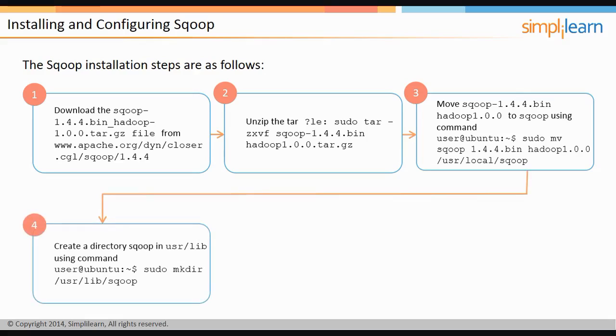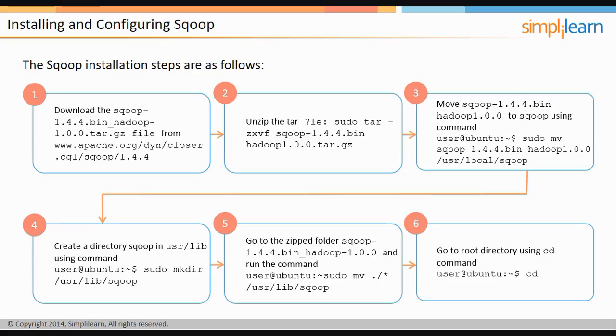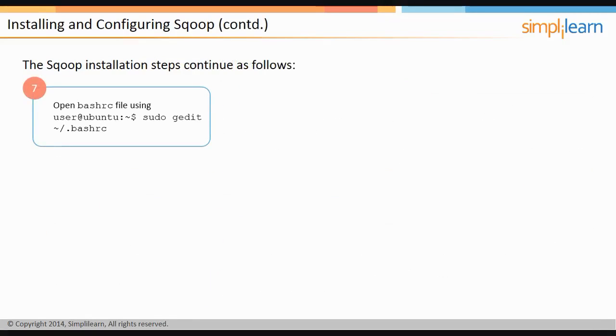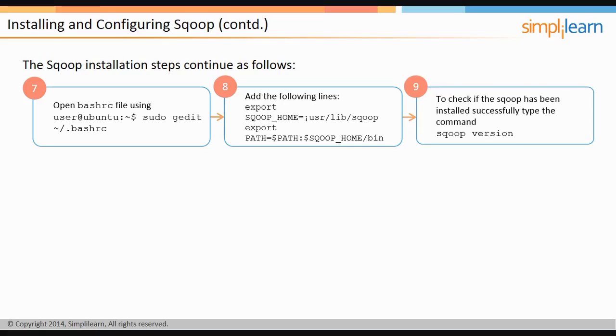4. Create a directory sqoop in /usr/lib using the command as shown. 5. Go to the zipped folder sqoop-1.4.4.bin_hadoop-1.0.0 and run the command shown on the screen. 6. Go to the root directory using the cd command as shown. 7. Open the bashrc file using the command shown on the screen. 8. Add the lines shown on the screen. 9. To check if Sqoop has been installed successfully, type the command shown on the screen.